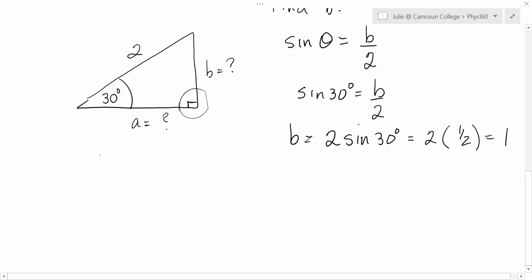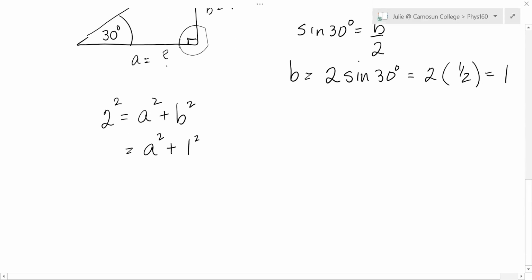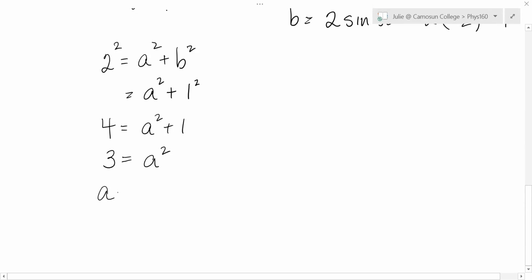Okay, and then if we wanted to know A, well, we've got a couple of options here. Once we know B, we could do Pythagoras. So let's use Pythagoras. So we know that 2 squared is equal to A squared plus B squared. And I just worked out B. B is 1. So this is A squared plus 1 squared, which is 1. Okay, so we have 2 squared is 4, is A squared plus 1. Subtract 1 from both sides and we get 3 is A squared. And so A, square root both sides, must be root 3.